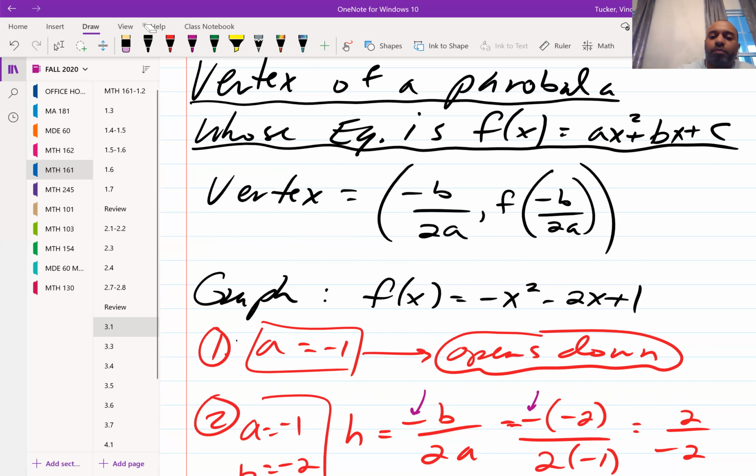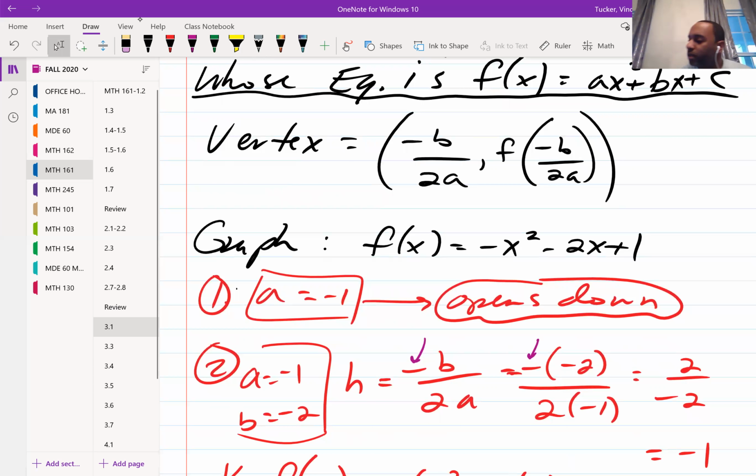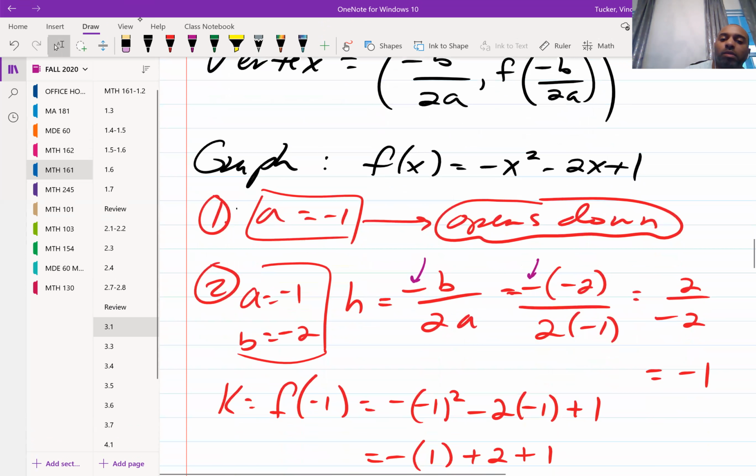All right, so we see that a is -1, b is -2. We don't need c in this case, but c would be equal to that +1 over there at the end. But one thing we can establish is that this will open down once again because a is -1. Remember, if a is negative, it opens down. If a is positive, it opens up.